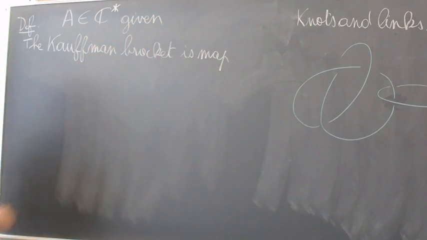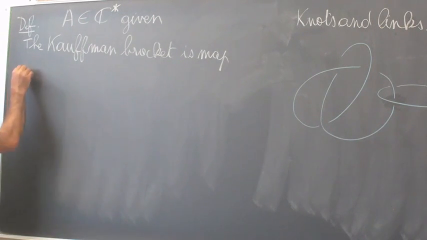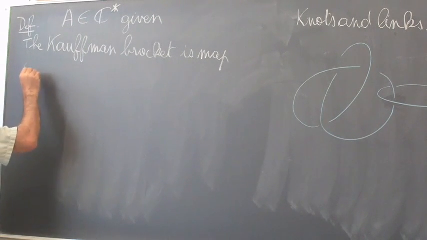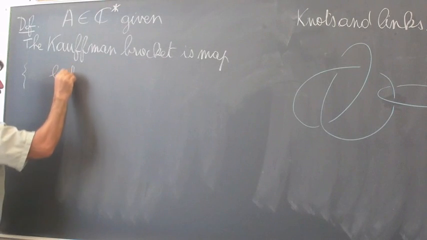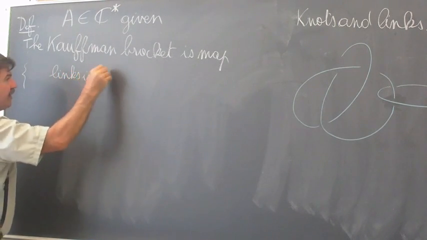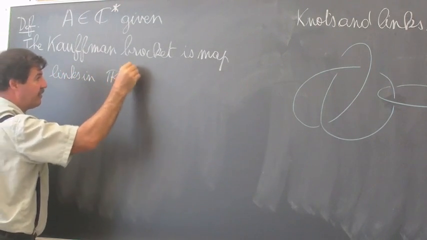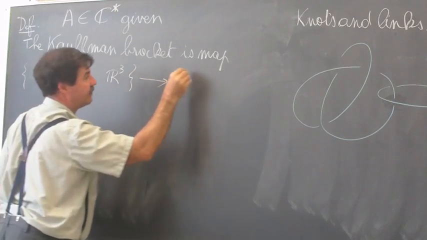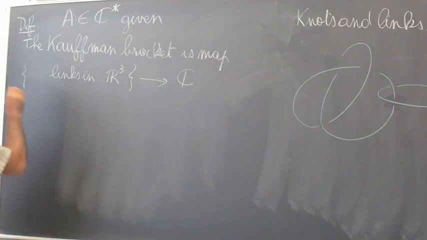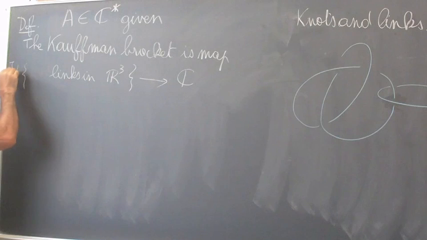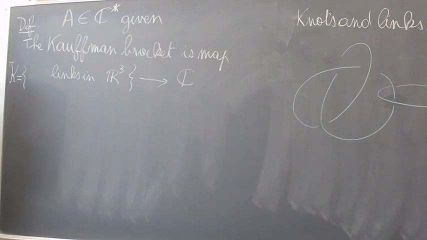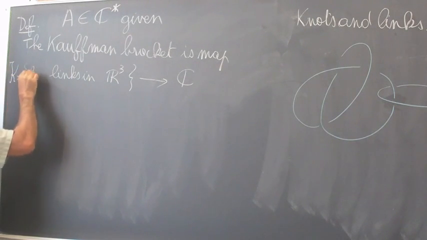And A underlines my definition. So the Kauffman bracket is a map where you take all possible links in R3, so in 3-space, and you go to C. This map I'm going to call curly K. And I need something here, I need framed links.